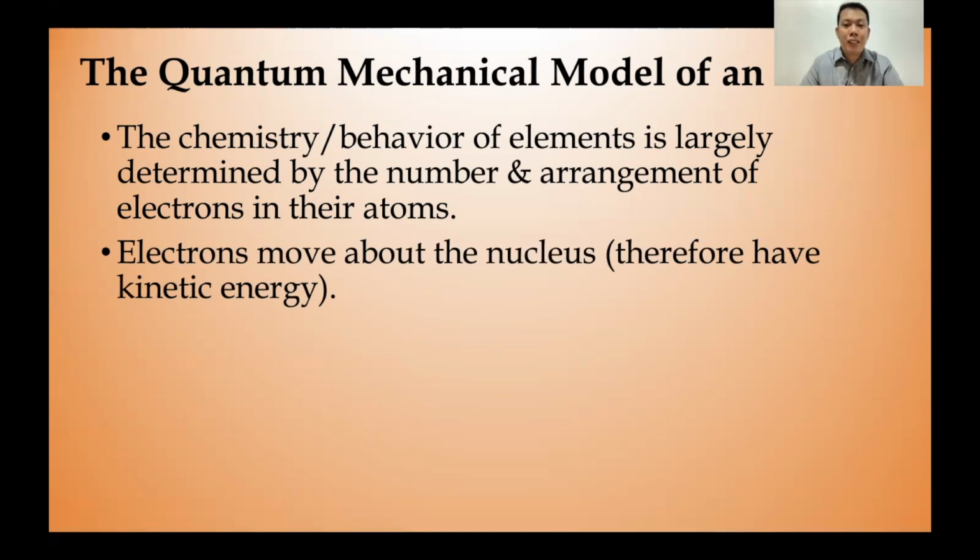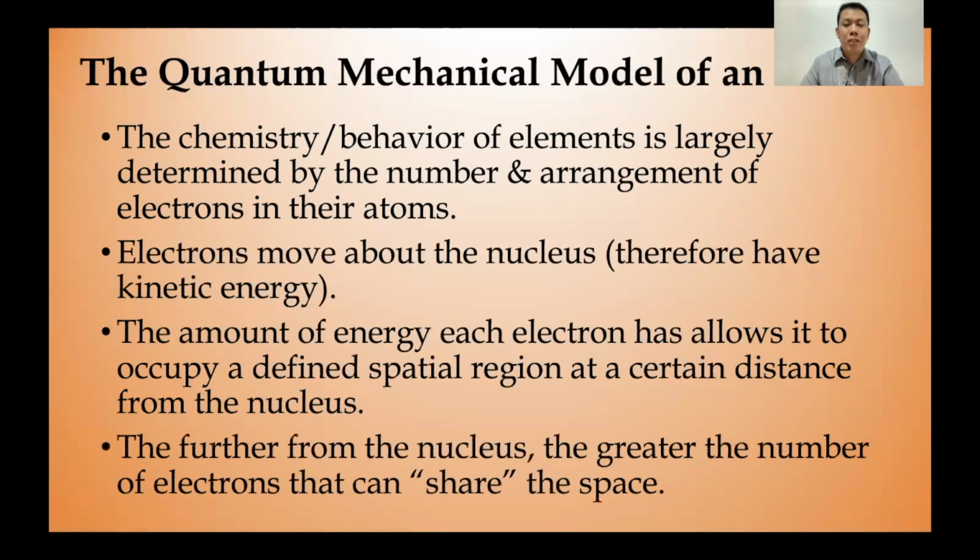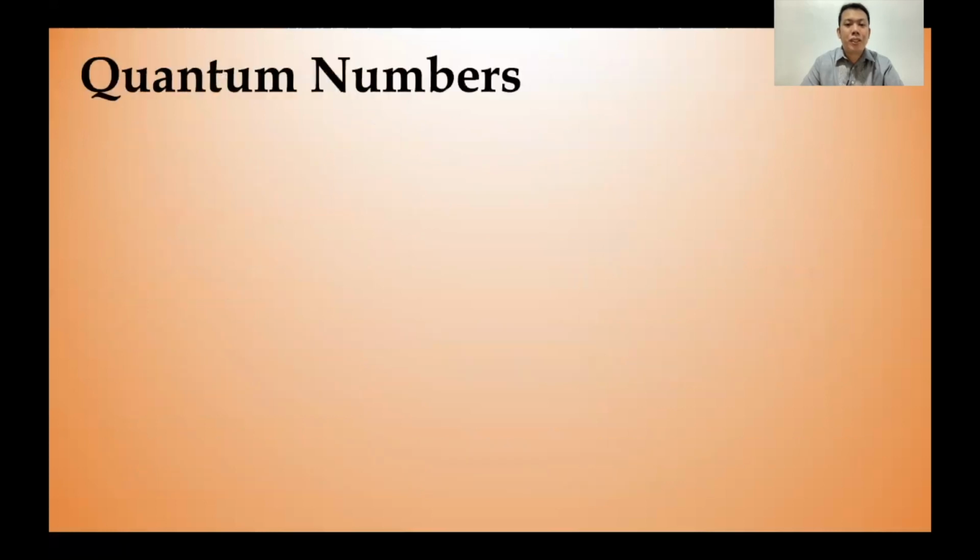Therefore, they have kinetic energy. The amount of energy each electron has allows it to occupy a defined spatial region at a certain distance from the nucleus. Later on in the quantum numbers, you will be able to see that there are several stages, or levels of energy, wherein we can find the electron. The further from the nucleus, the greater the number of electrons that can share the space. So let us now proceed to quantum numbers.